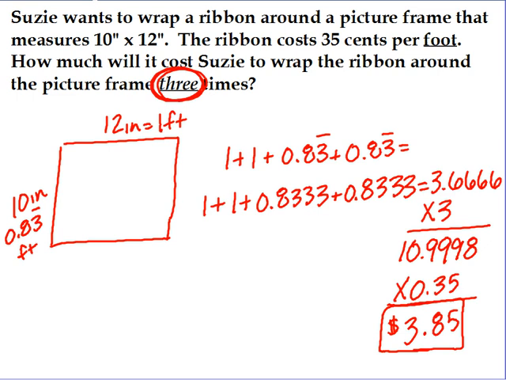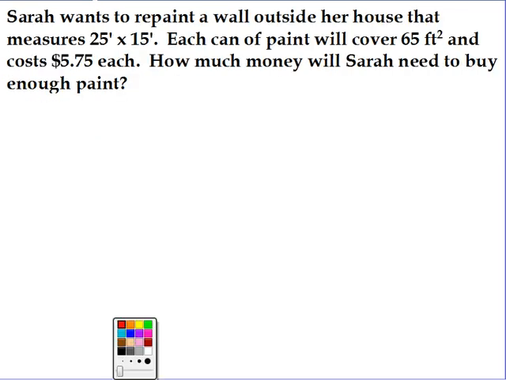All right, so Sarah is going to paint a wall outside her house that measures 25 by 15. Each can of paint covers 65 square feet and costs $5.75 each. Okay, so how much money will she need?